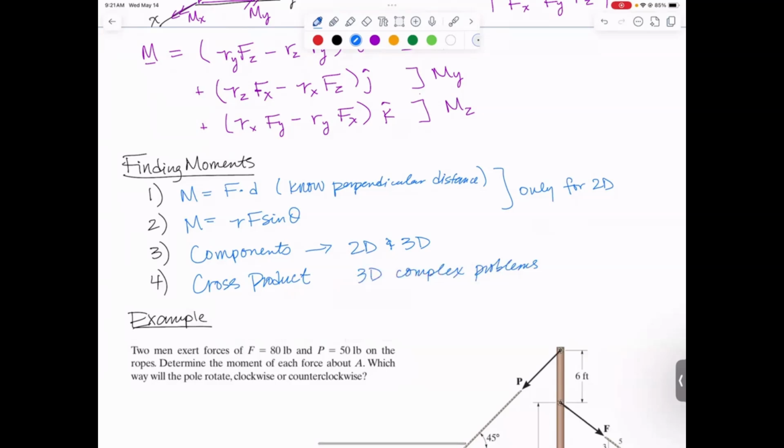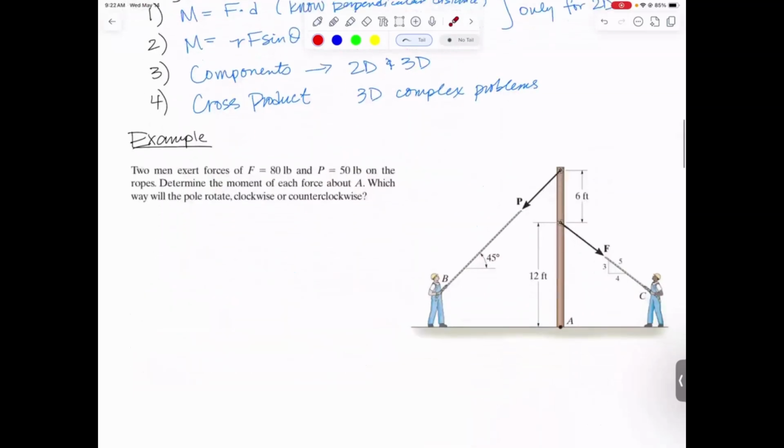Okay, so we're going to practice all of these. I think when we first get started with 3D problems, you're all going to prefer using the cross product. And then as you get better at visualizing these, you might start to prefer vector components. Really, either one will work for any 3-dimensional problem. So let's start with a 2D example.